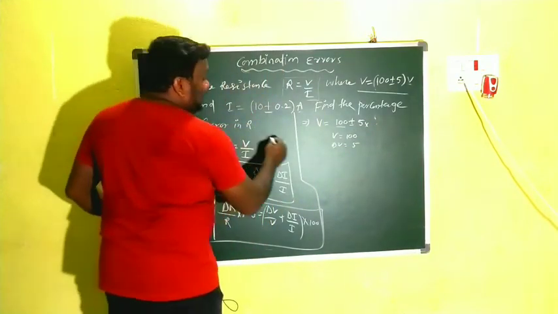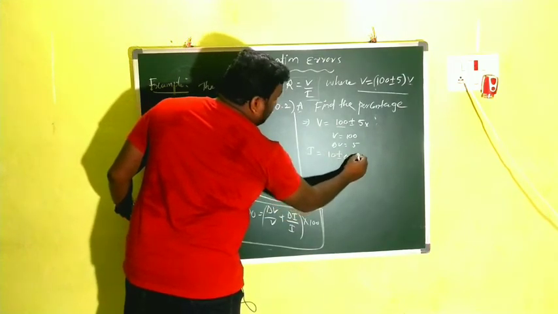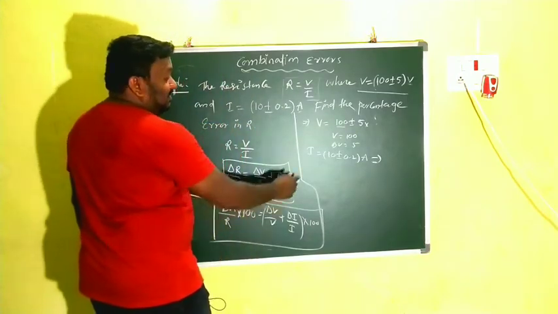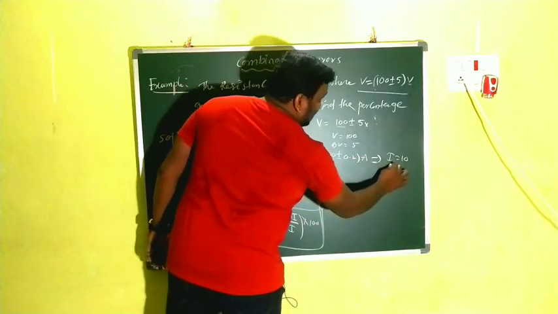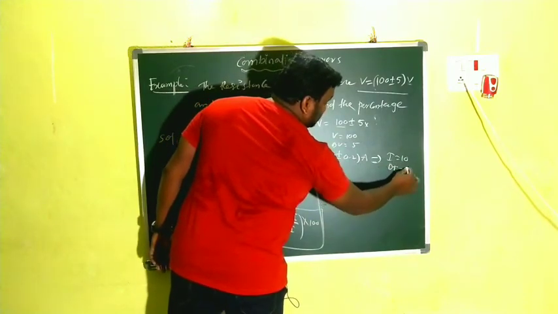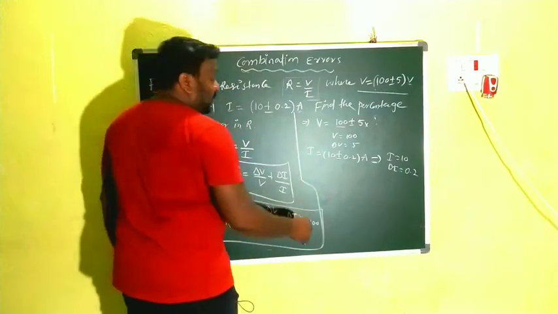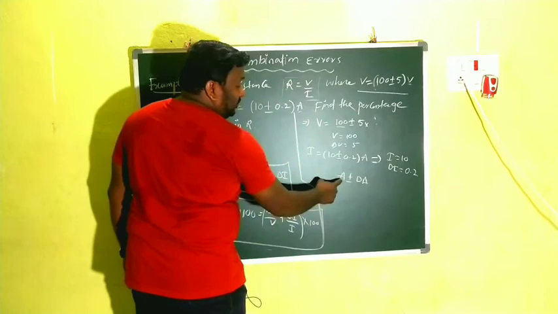And similarly, I is equal to 10 plus or minus 0.2 amperes. In that, what is the I value? I is 10 and delta I is equal to 0.2. Got it, children? I already told you, A plus or minus delta A: this is the measured value and this is the error.